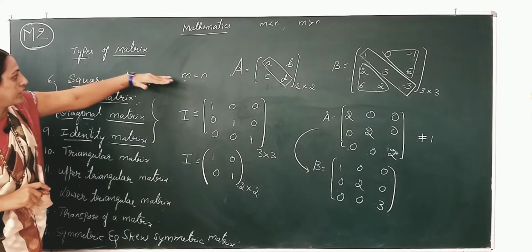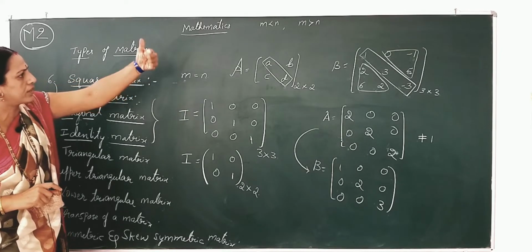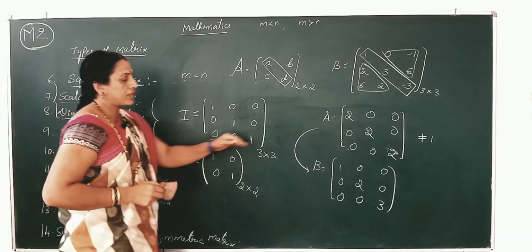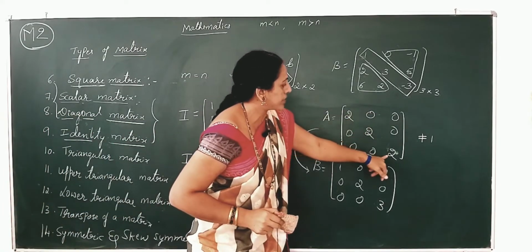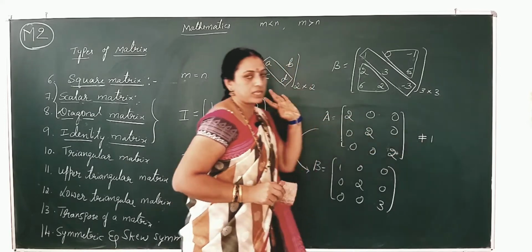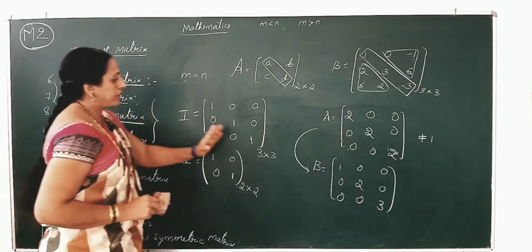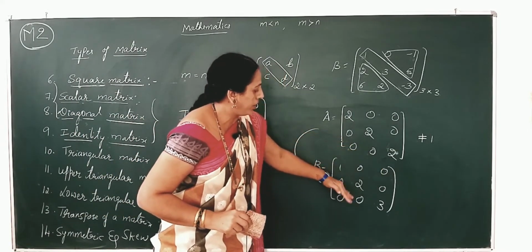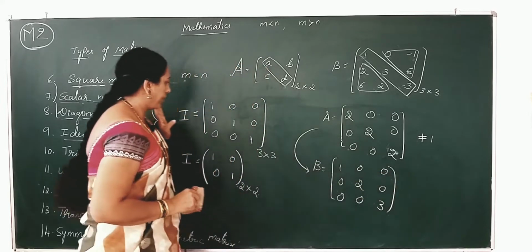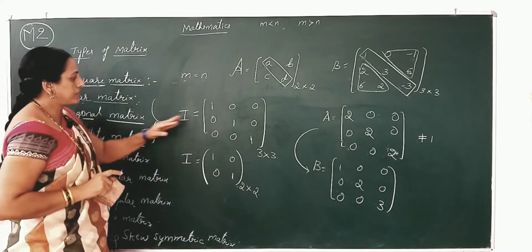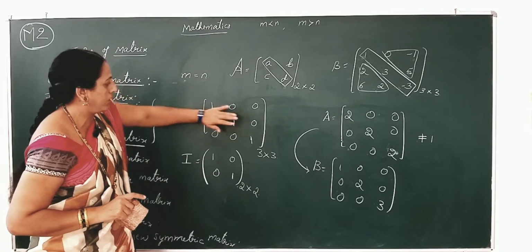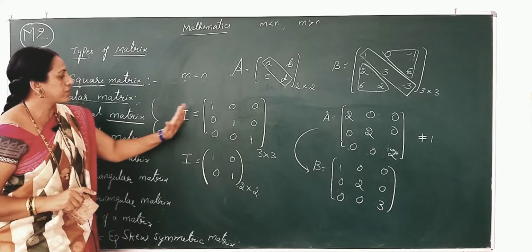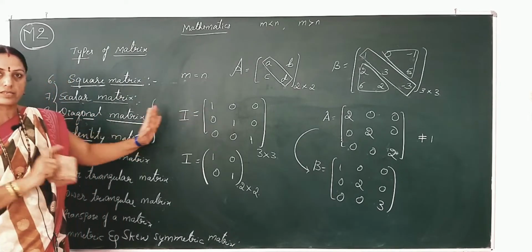In a square matrix, the number of rows and the number of columns are equal. In a scalar matrix, the non-diagonal elements are 0 and the diagonal elements are equal to each other. And identity matrix means again a square matrix, all non-diagonal elements are 0, but the diagonals are always equal to each other. That is called one of the identity matrices.